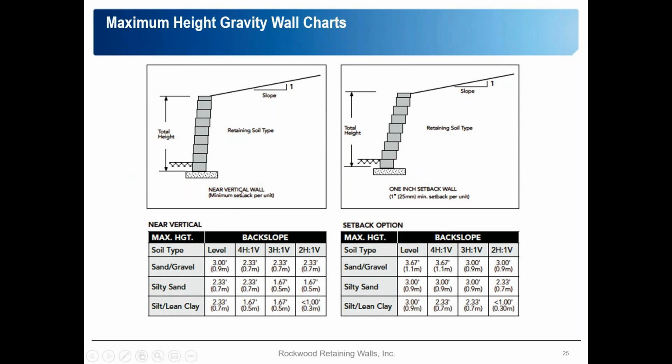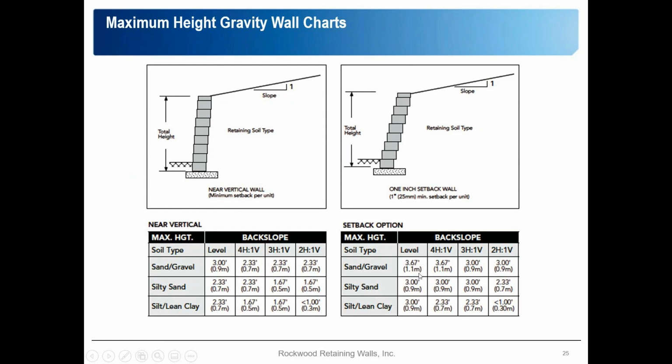Okay, gravity walls. Again, we talked earlier about 4 feet being that magic number where you don't need permits, grid, or engineering. I want to give you an example here of a wall. Let's go to a wall with 1 inch setback. So we're going to use classic 8, and we're in great soils.